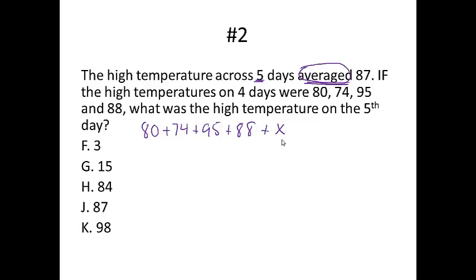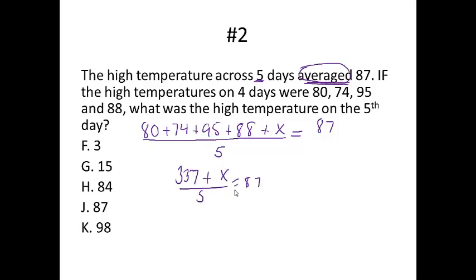So I'm going to take the days, 80 plus 74 plus 95 plus 88 plus the 5th day, which I don't know, so I'm just going to call that X. It's all over 5 because I'm going to divide by 5 since there are 5 days. And I know that they told me the average is going to equal 87. So from this point on, I'm just trying to figure out what X would have to be so that my average is 87.